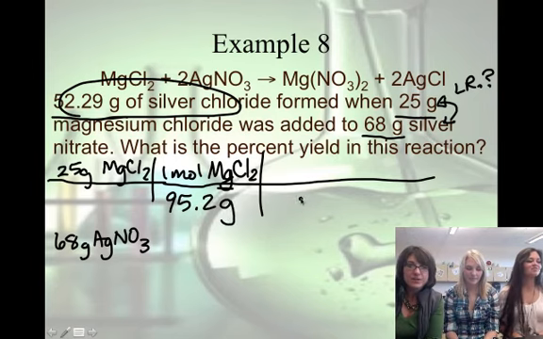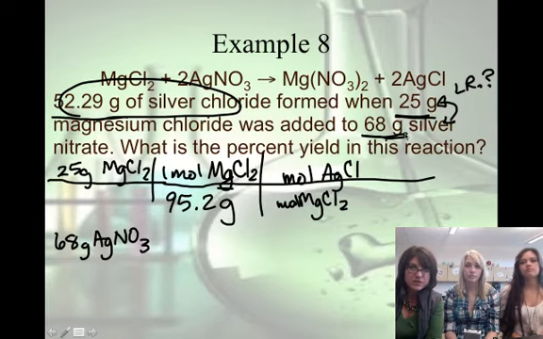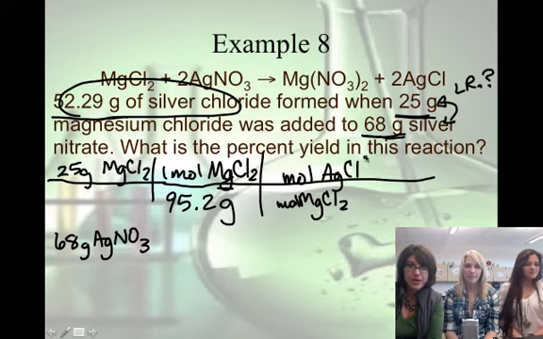Okay, so now magnesium chloride's going to have to go down on the bottom because it was on the top before, right? And we want to change it to, what's our target? Silver chloride. I always circle my target and underline important information. It's a good habit, it helps keep me organized.